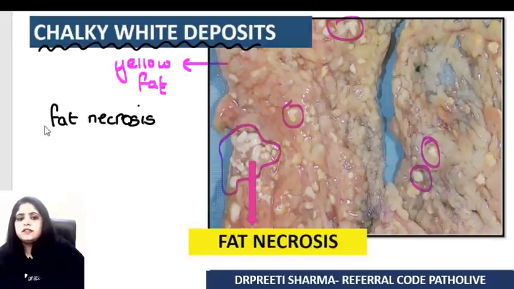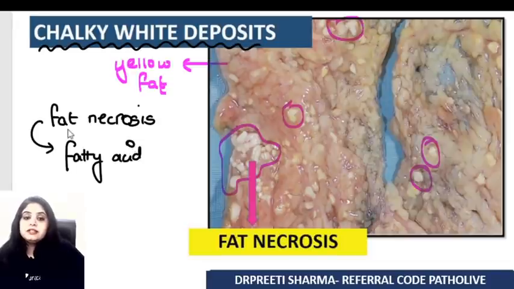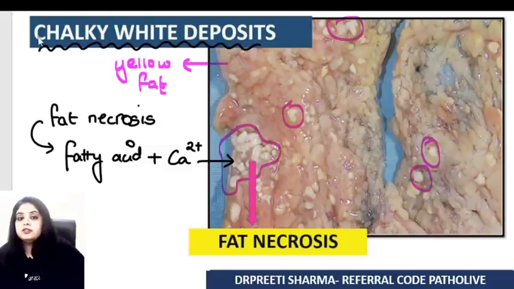And I very well know that if fat undergoes necrosis, it will break into fatty acid. And my basic knowledge from school tells me that if fat breaks into fatty acid, it is going to attract calcium. That was the concept of saponification of fat, right? So this calcium will give me a chalky white appearance. So whenever we see chalky white deposits, it is indicative of calcium. Why has the calcium come? Because the fat has undergone necrosis. So when I see chalky white areas, it's a case of fat necrosis.